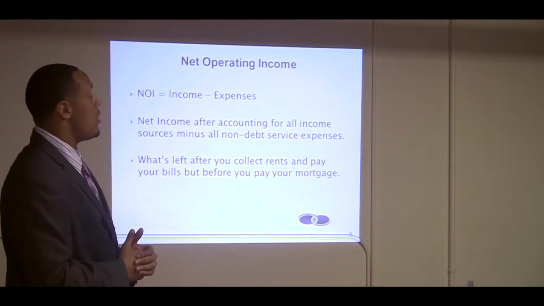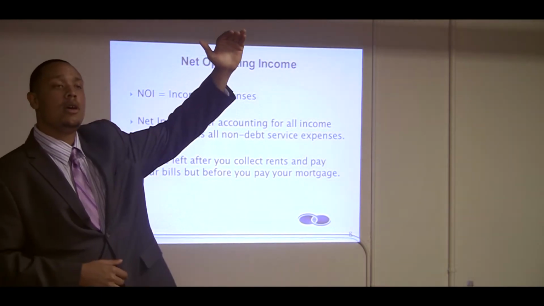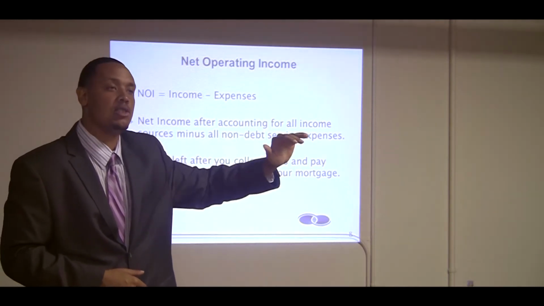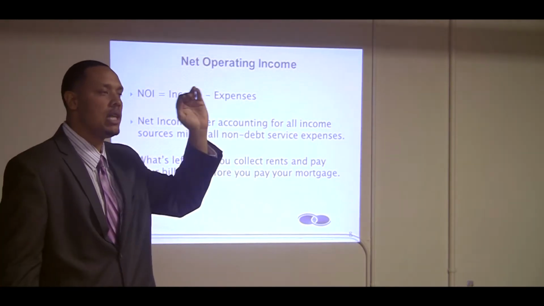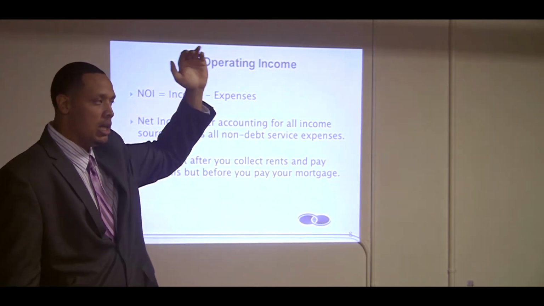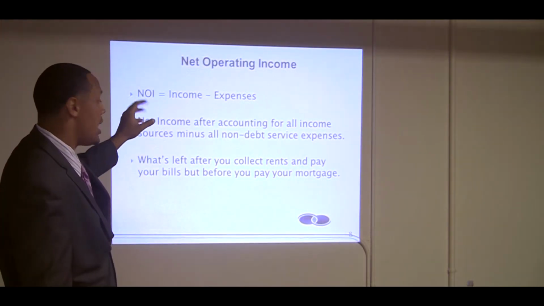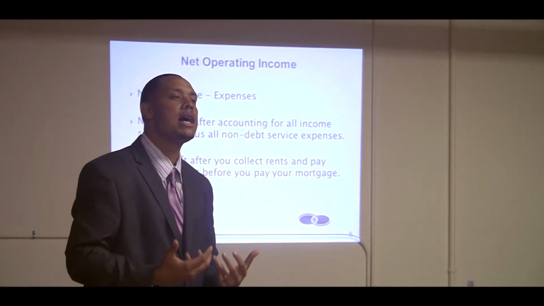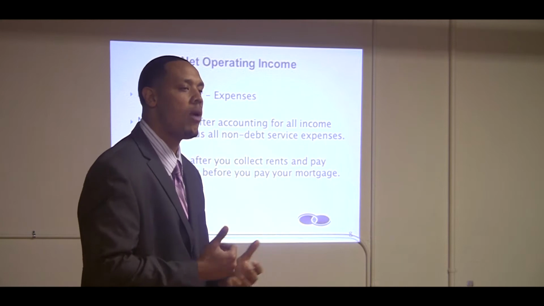The net operating income simply is the income, the effective gross income, minus the expenses, the operating expenses, not the debt service, just the cost to operate the building, okay? That number is going to be our net operating income. That number is so critical to us. That number defines the value of the property.